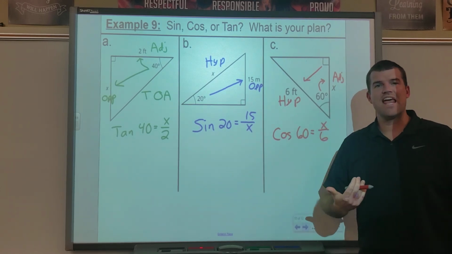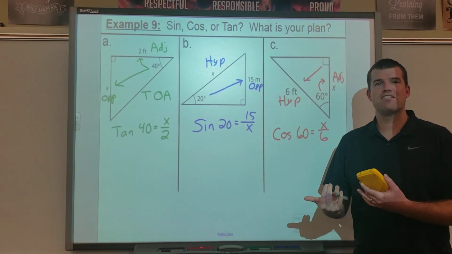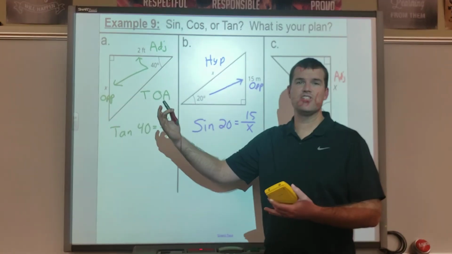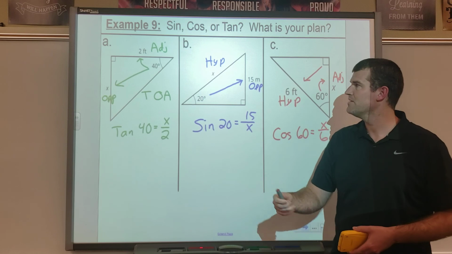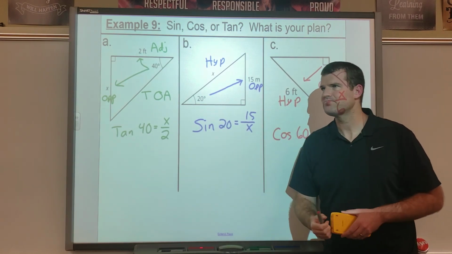If we're trying to find an angle, it would be the same process. We would identify which two sides we have, and if we had opposite and adjacent, we would do tangent. The only difference is if we're finding an angle, we would use inverse tangent. Or if we were finding an angle here, we would do inverse sine, etc.